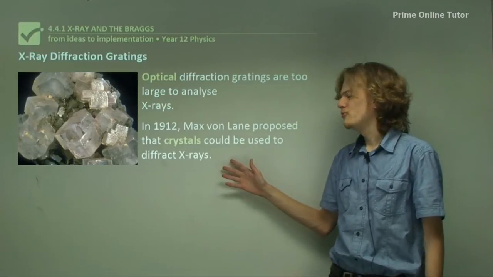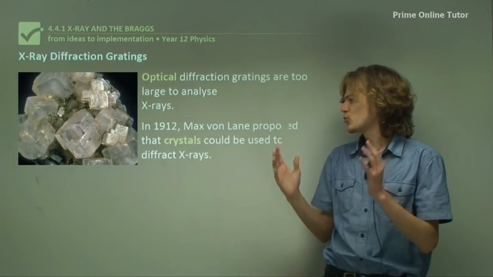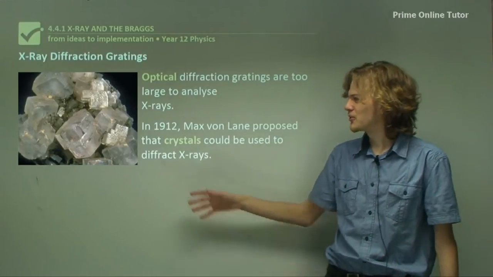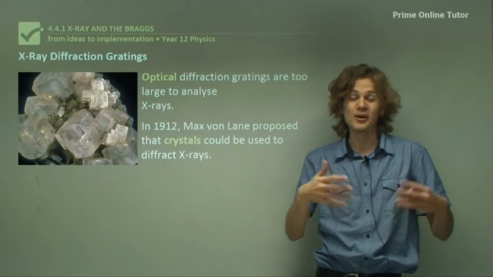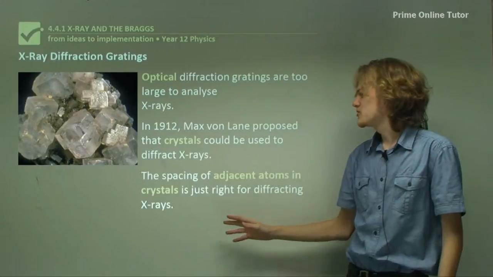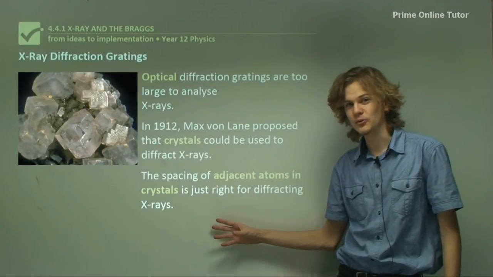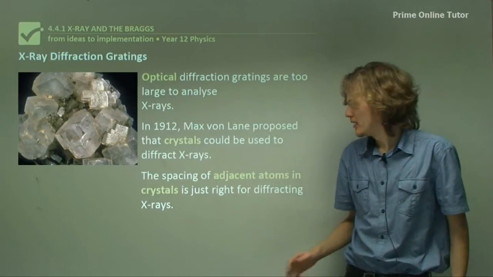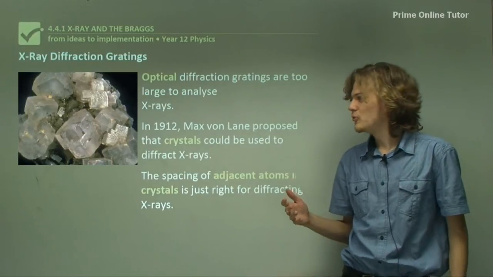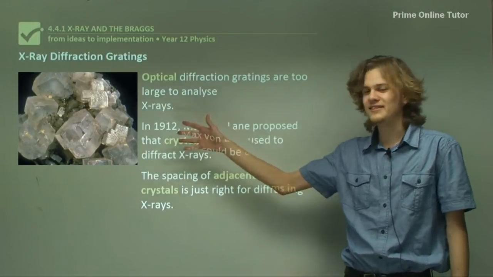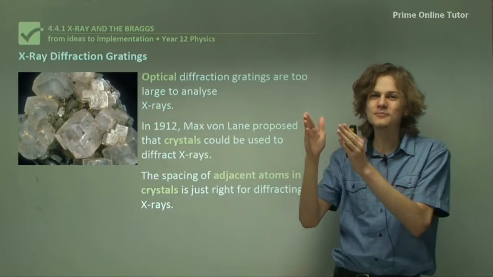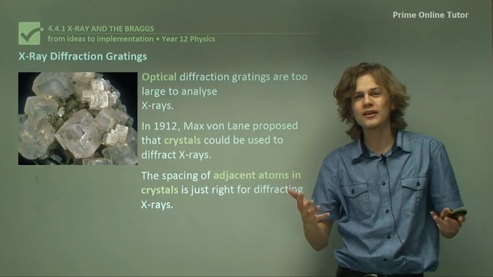So in 1912, Max von Laue proposed that crystals could be used to diffract X-rays, which at first seems a little odd, because obviously the crystals here are much bigger than the optical diffraction grating that we saw. But it actually makes a little more sense than that, because the spacing of adjacent atoms in crystals, which is minuscule, is just right to diffract X-rays. So that means that rather than carving or etching anything into these crystals, we can simply shine the X-rays on the crystals, and because they have atoms spaced at the right distance, they'll be able to create X-ray diffraction patterns.